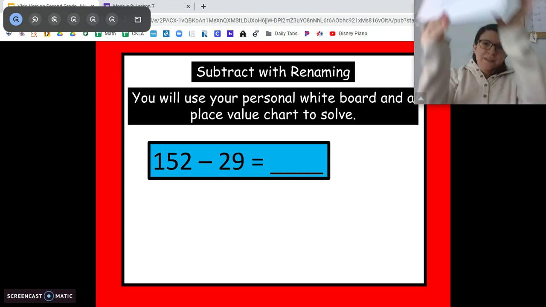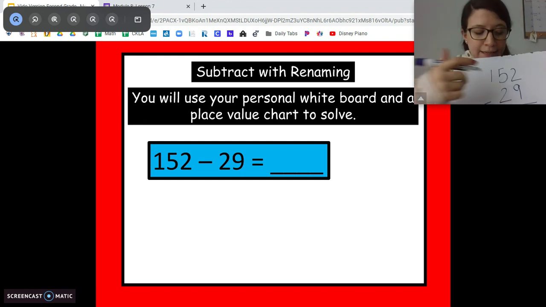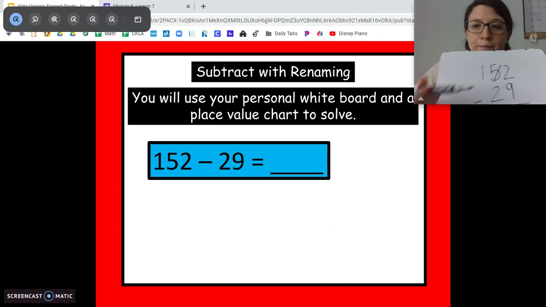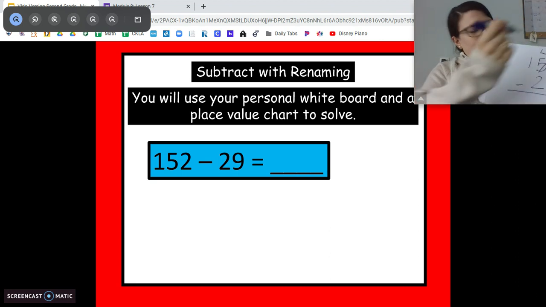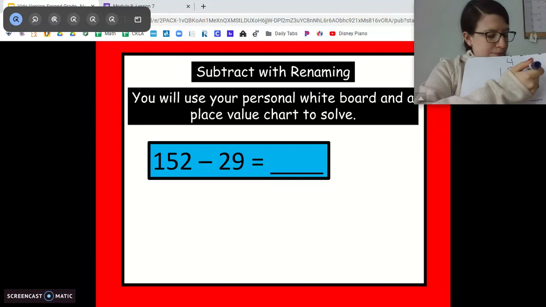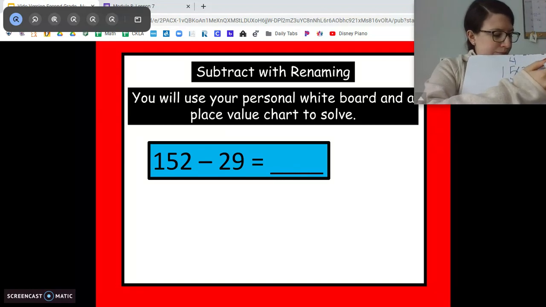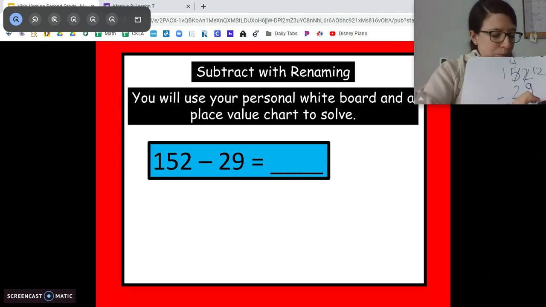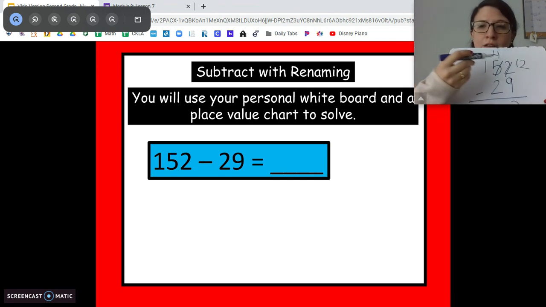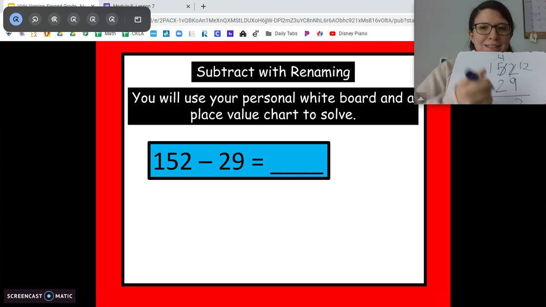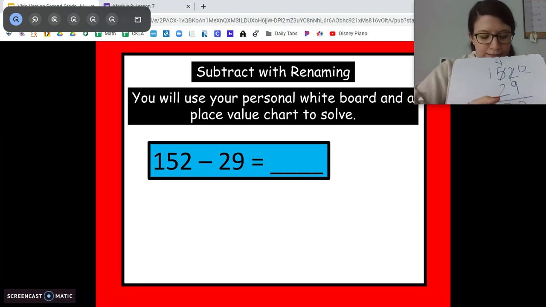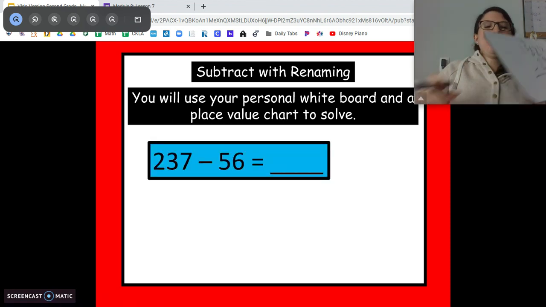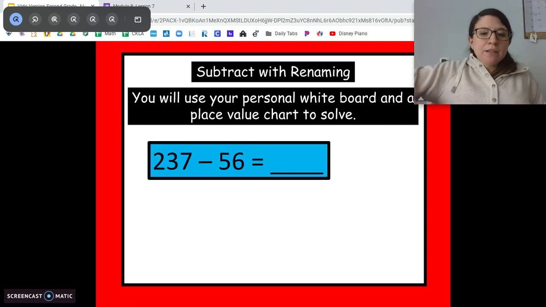All right, same thing with this one. First thing I'm noticing is that I can't take 9 away from 2. So I'm going to get some extra ones from my tens place. I'm going to take a 10 away. My 5 turns into a 4. I'm going to add 10 ones to my 2, and I get 12 ones. 12 ones minus 9 ones gives me 3 ones. 4 tens minus 2 tens gives me 2 tens. And I keep my 100 the same. Awesome job. A little bit bigger number this time.